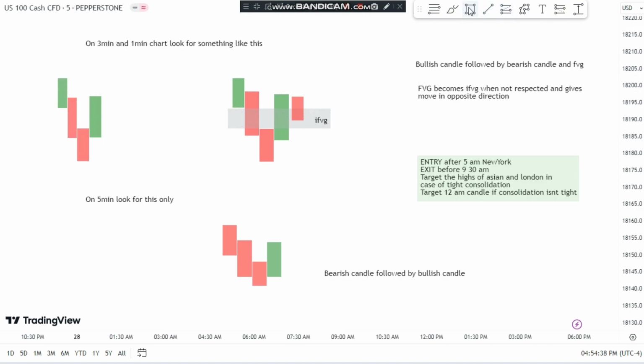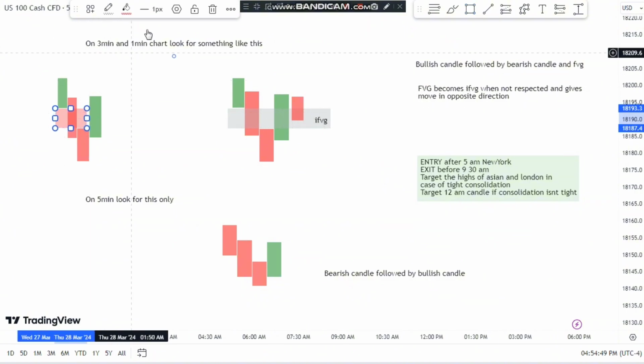You can see this is the fair value gap, the gap between the bottom of this candle and the top of this candle. This gap is the fair value gap. Okay, so this is the fair value gap, and this is supposed to be bearish.